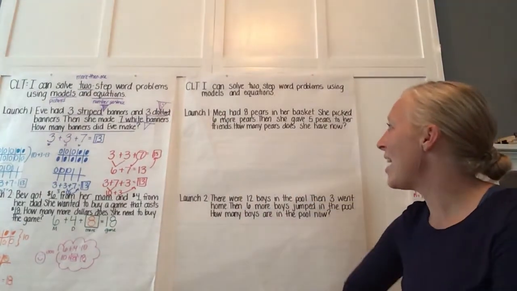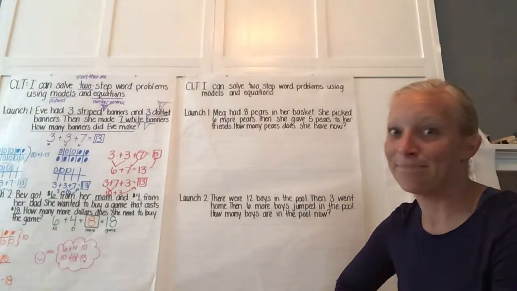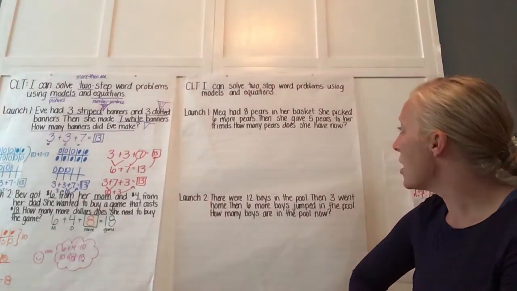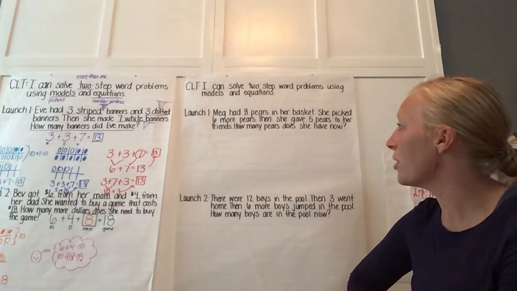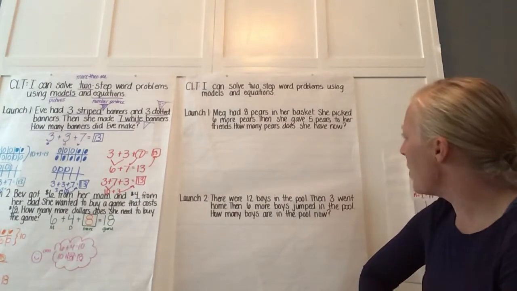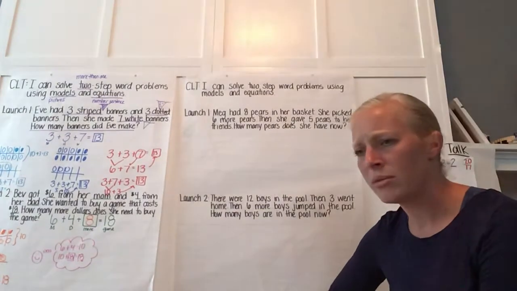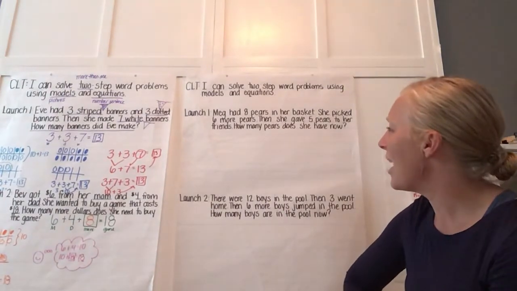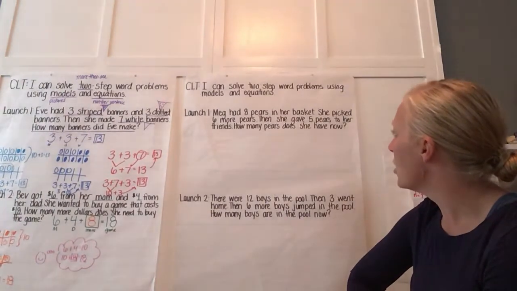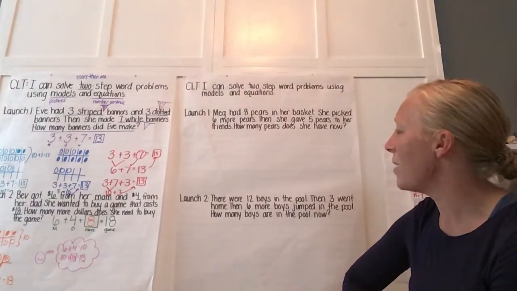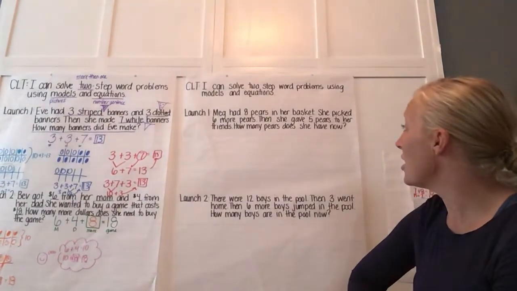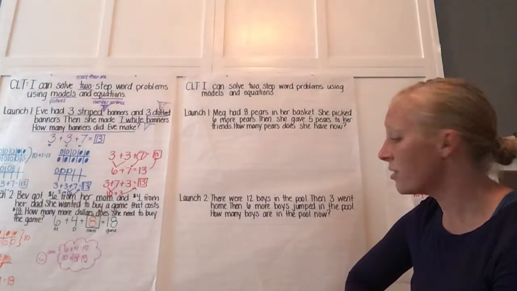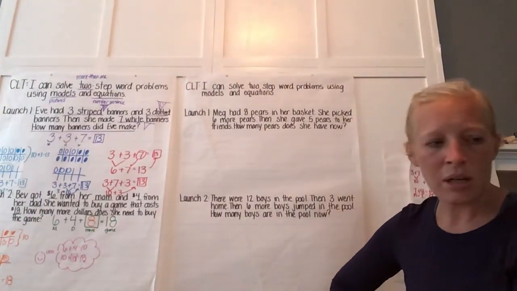Meg had 8 pears in her basket. Yummy pears. She picked 6 more pears. Then she gave 5 pears to her friends. How many pears does she have now? Seeing a few thumbs. Read that for you one more time. Meg had 8 pears in her basket. She picked 6 more pears. Then she gave 5 pears to her friends. How many pears does she have now? Take a minute and think.